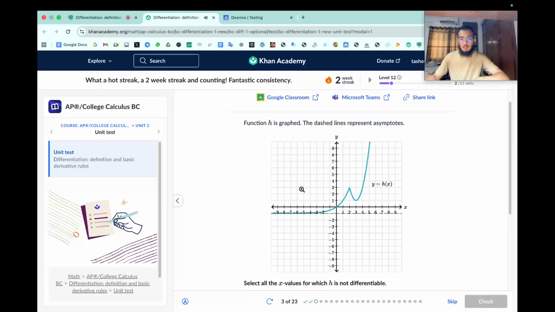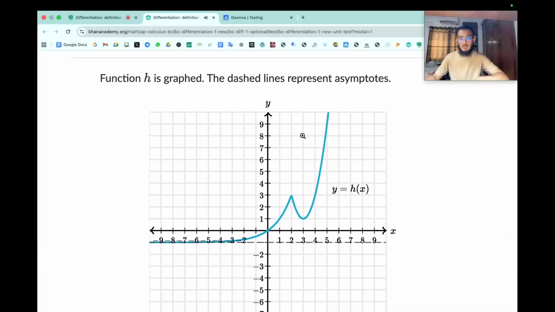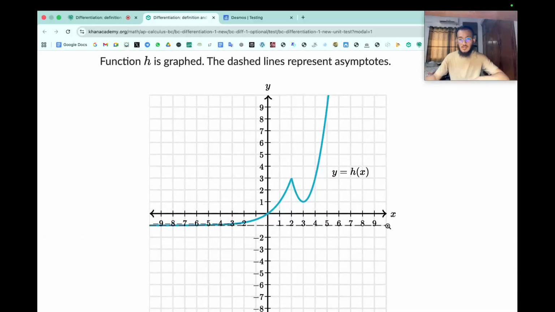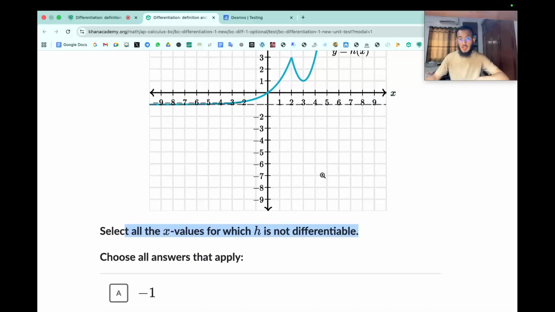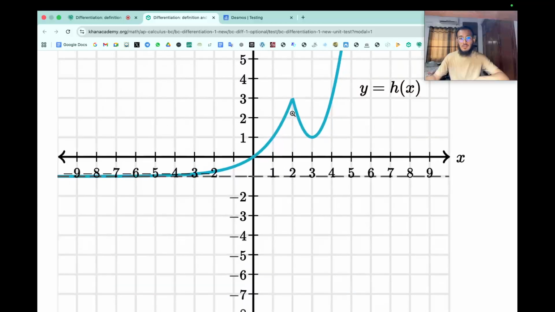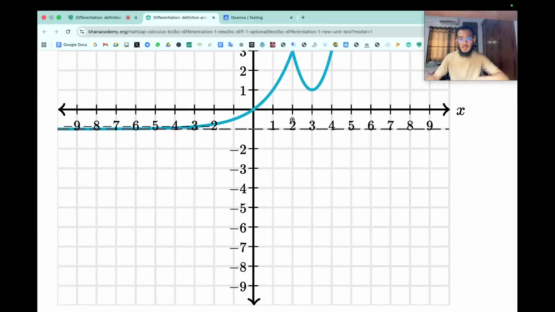There we go. f is a function with this graph. The dashed line represents asymptotes, as you can see. Select all x values for which h is not differentiable. It's not differentiable, first of all, at x equals 2 because it has a sharp turn.